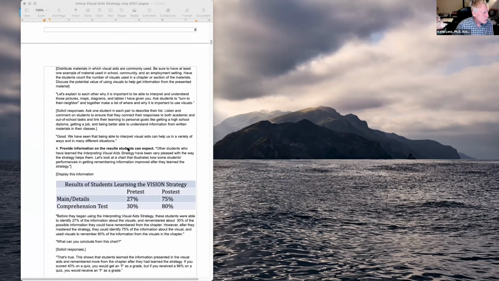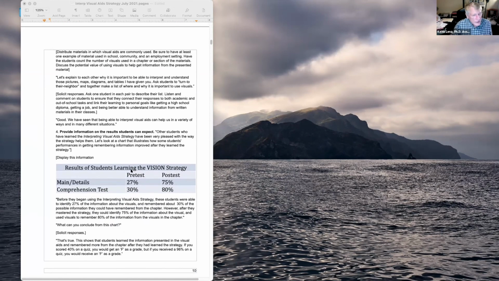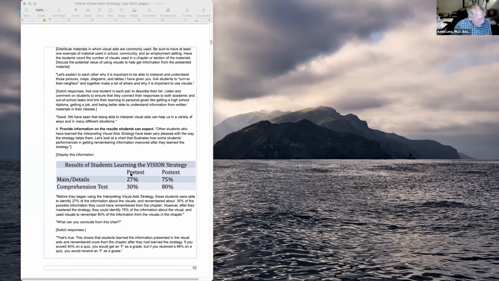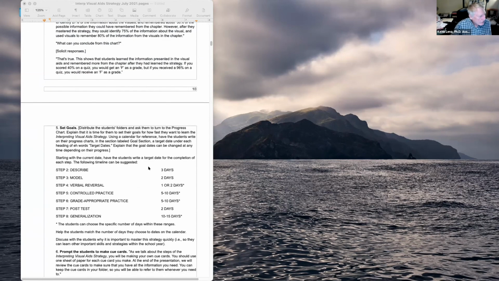And so we even share data with students. We say, look what these kids did. And right after that is when we ask for that commitment, and we set goals. Here's approximately the goals we have them set. It takes about 3 days to describe a strategy, 2 days to model it, 1 to 2 days to memorize the steps. There are about 30-minute periods. 5 to 10 days of controlled practice, 5 to 10 days of more advanced practice in their textbooks or their classroom, and post-test, and then our generalization activities, 10 to 15 days.